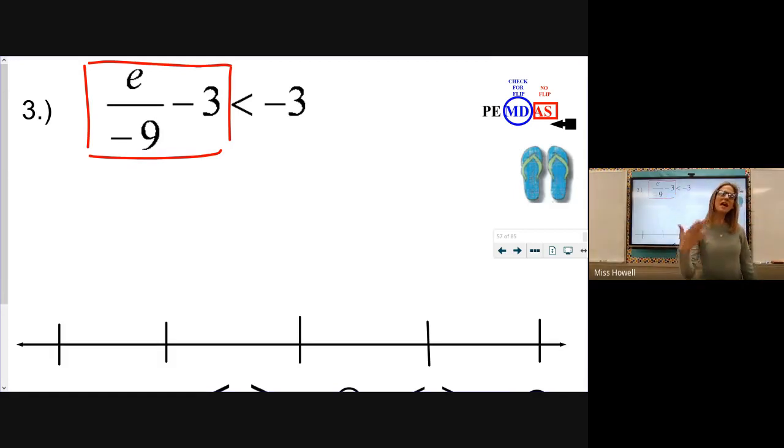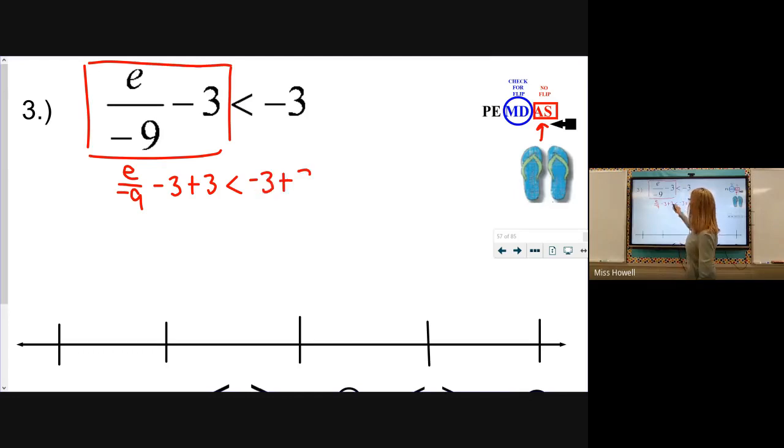If I cover the entire term that has e, which is the entire fraction, what I can still see inside that box is what I need to get rid of first, because it's going to be this add, subtract part of the problem. So we need to get rid of that subtracting 3 by adding 3 to both sides. Adding and subtracting never flips anything, so this is going to stay as a less than. All right, cancel on the one side, bring down our e divided by -9 is less than -3 plus 3, which is just a value of 0.